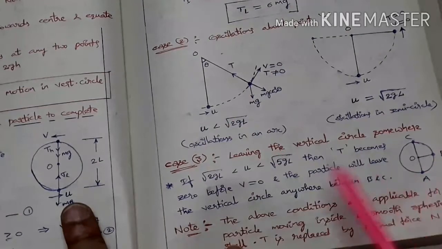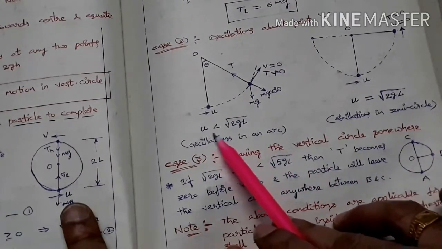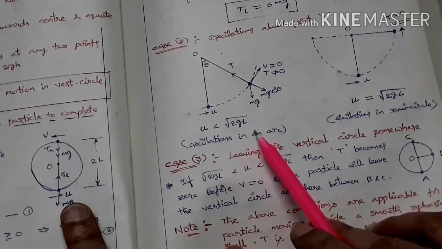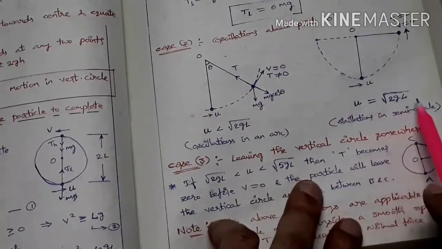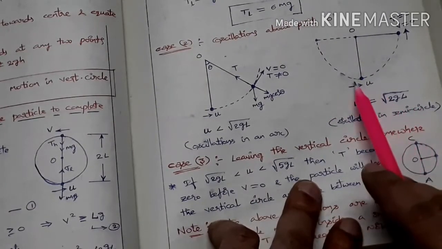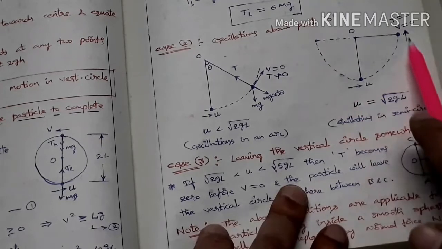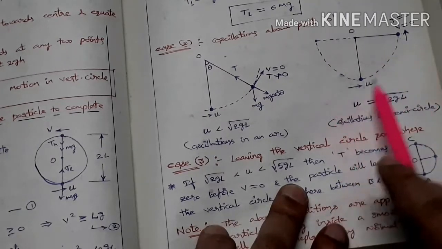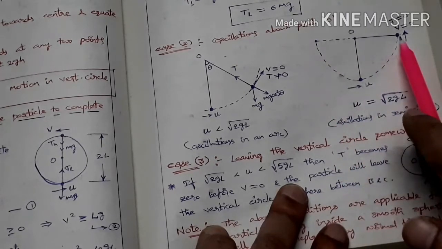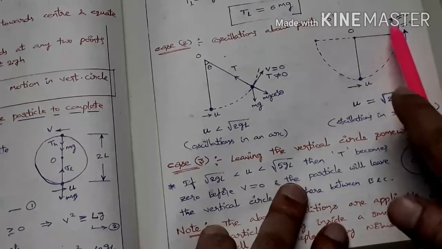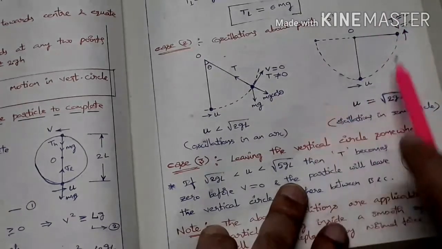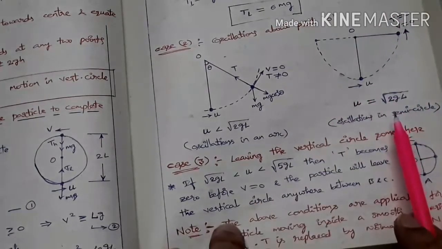so it makes oscillatory motion here. So what is the case? When u is less than root 2gl. So what if u is equal to root 2gl? If u is equal to root 2gl, the mass reaches this point here. So velocity will become 0 here, and tension also will become 0 here, so it cannot go up, it falls down, and it makes oscillations in a semicircular path.